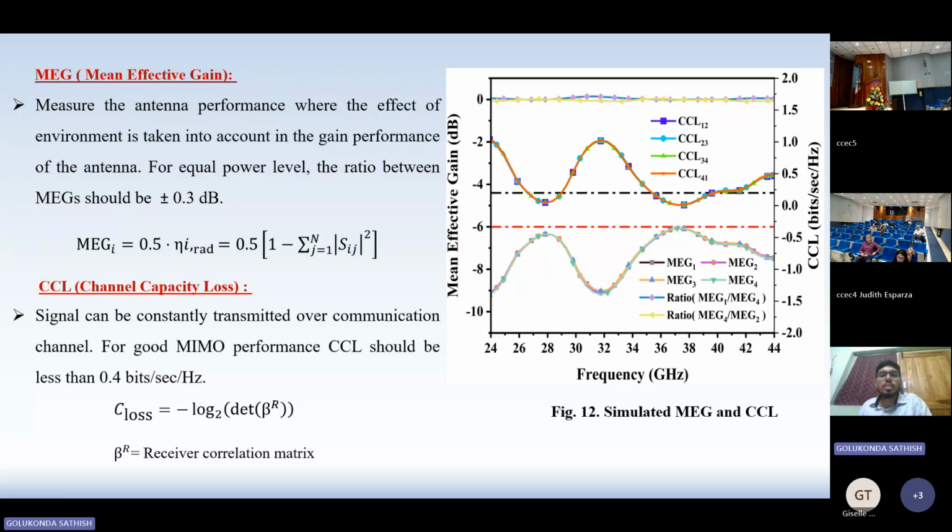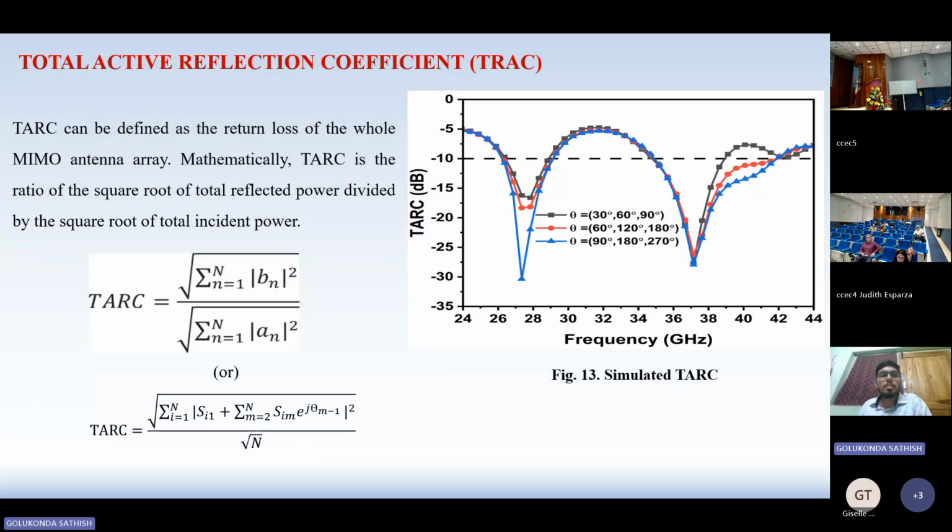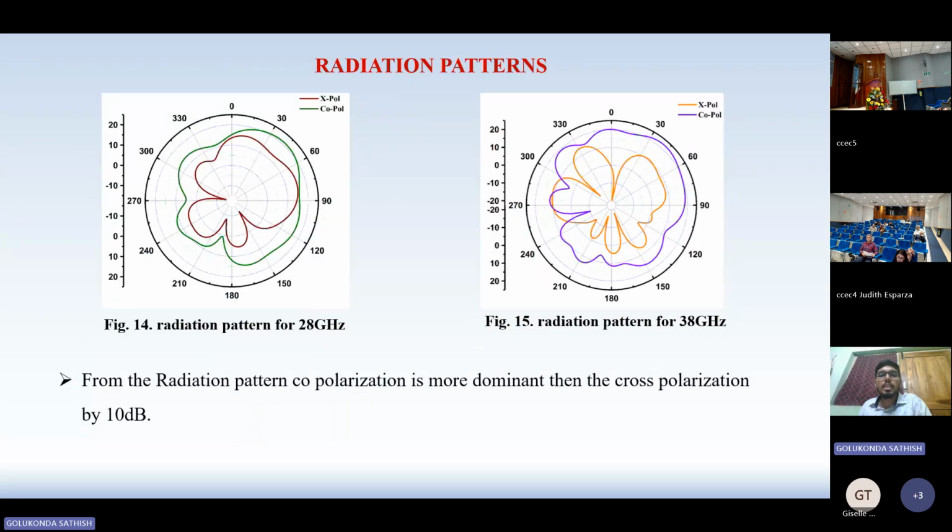Total active reflection coefficient is nothing but TARC. TARC can be defined as the return loss of the whole MIMO antenna array. Mathematically, TARC is the ratio of the square root of total reflected power divided by the square root of total incident power. Radiation pattern: the copolarization is more dominant than the cross polarization by 10 dB in figures 14 and 15 at the different frequencies 28 and 38.